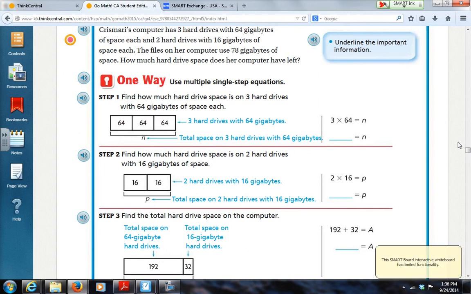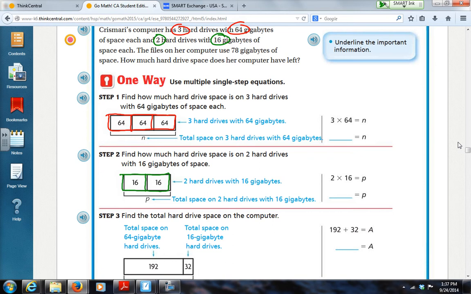So, the first one has 3 hard drives with 64 gigabytes each. That's what they did right here. They made 3 hard drives. They just drew 3 boxes with 64 gigabytes each, okay? That's one problem, right? Okay, I have another problem. I've got 2 hard drives with 16 gigabytes each. So, they drew that down here. That's problem number 2.